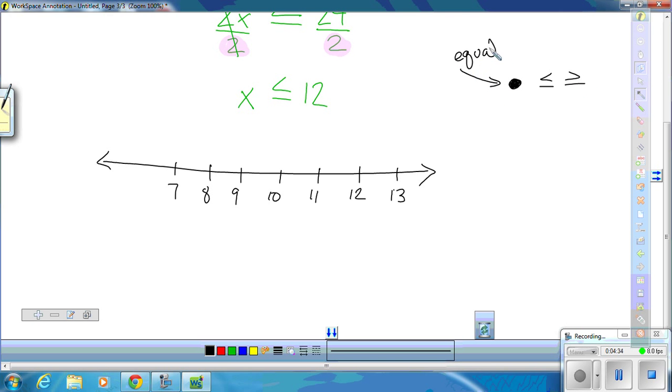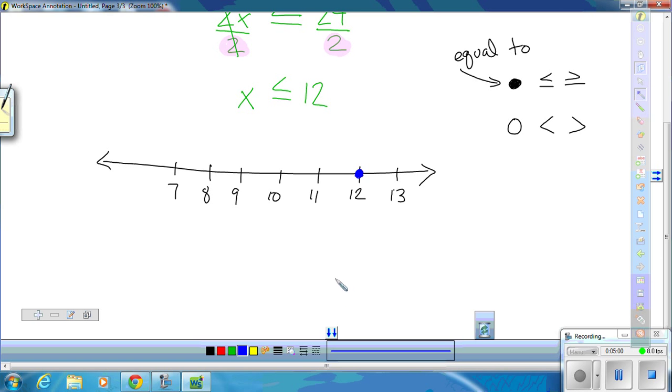If it can possibly be equal to the number, then we use the closed dot. If we use an open circle, that's for just less than or greater than. It means it goes all the way up to the number, but it can't actually be equal to the number. So we're leaving out the number itself. So for this one, since it is less than or equal to, I'm going to actually put a closed dot on 12 because it can be equal to 12.